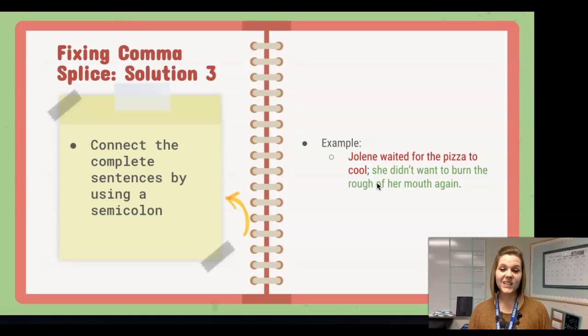The third solution states that we can connect those 2 complete sentences by using a semicolon. Okay? A semicolon is a piece of punctuation that is strong enough to hold those 2 complete sentences together. So as you can see, after the first sentence, I've used a semicolon.